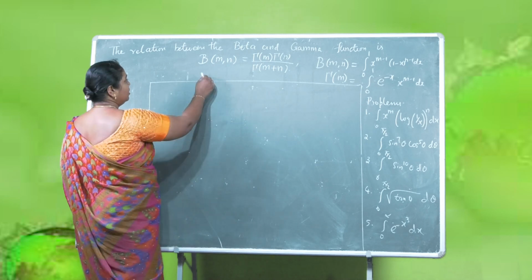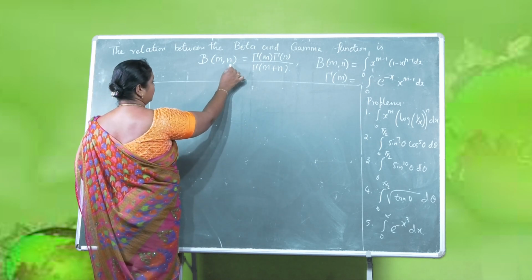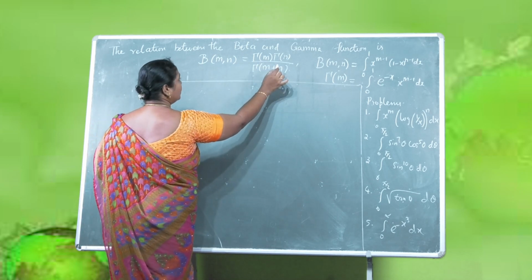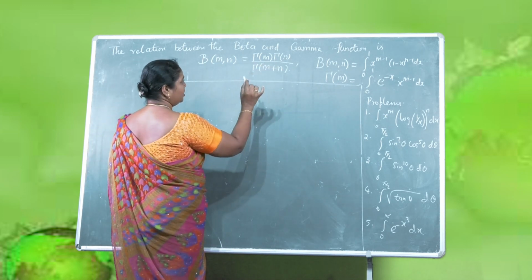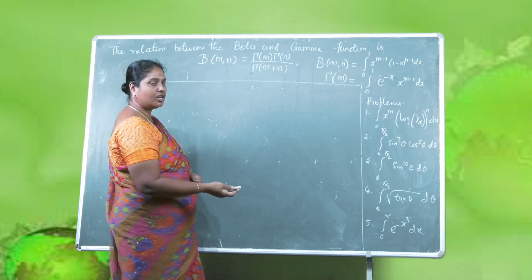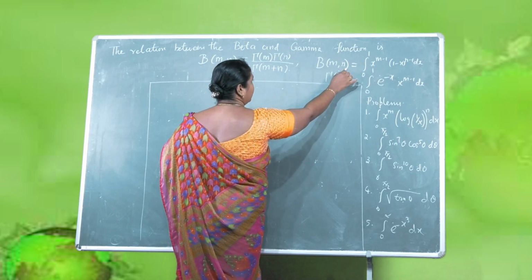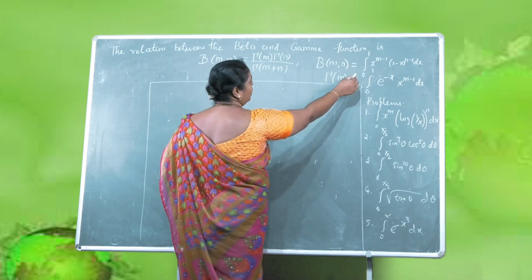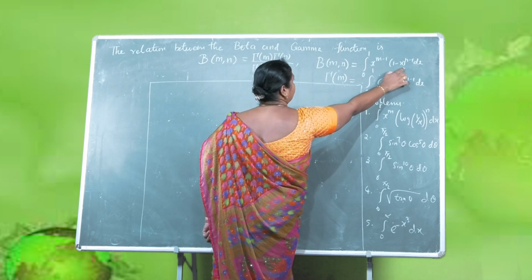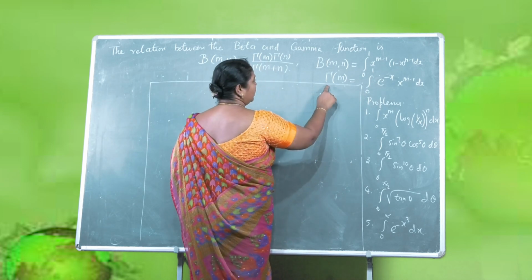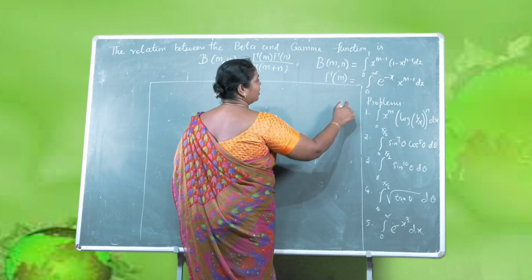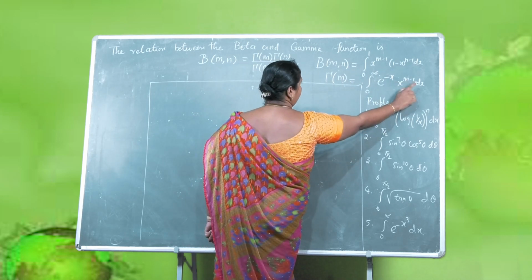It is nothing but beta of m comma n, which is equal to gamma of m times gamma of n divided by gamma of m plus n, where m and n are positive, so m plus n is automatically positive too. Just for information I am recalling the definitions: beta of m comma n is the integral from 0 to 1 of x power m minus 1 into 1 minus x the whole power n minus 1 dx, and gamma of m is the integral from 0 to infinity of e power minus x into x power m minus 1 dx.